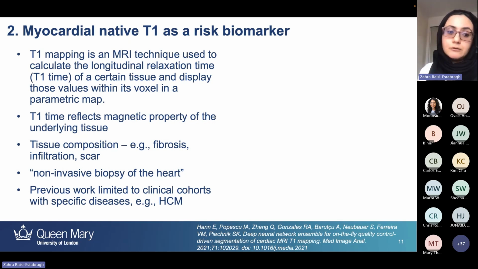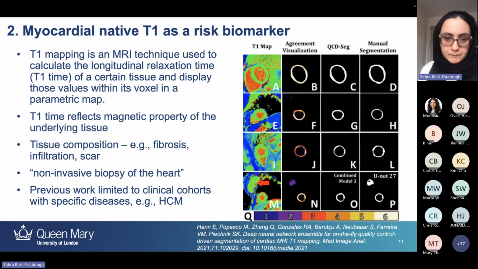Up until now, native T1 has been examined within selected clinical cohorts that have specific cardiac conditions. For example, individuals who have specific cardiomyopathies such as HCM, or hypertrophic cardiomyopathy. And its role within a population setting is not well understood. This is information that is acquired as part of the UK Biobank cardiac MRI imaging protocol. And this group in the University of Oxford, led by Professor Piechnik, have developed an automated method for extracting native T1 values for the UK Biobank imaging set. And we were really lucky in that we had the opportunity to work with them and to work with the data that they had generated.